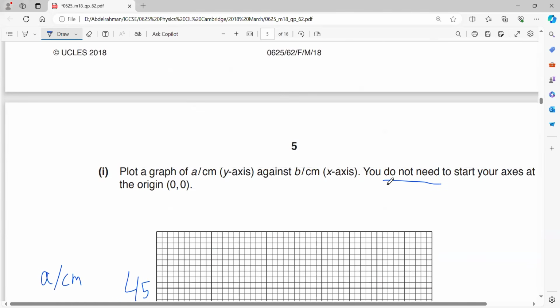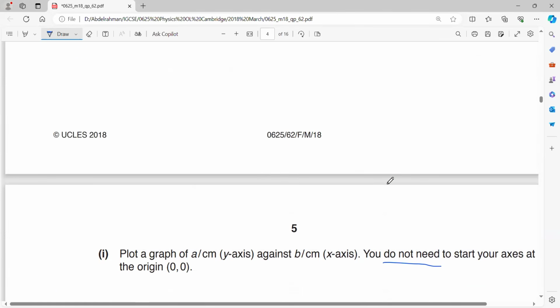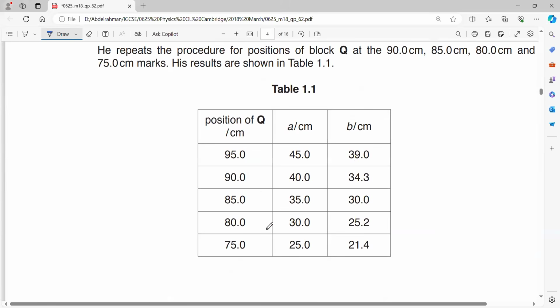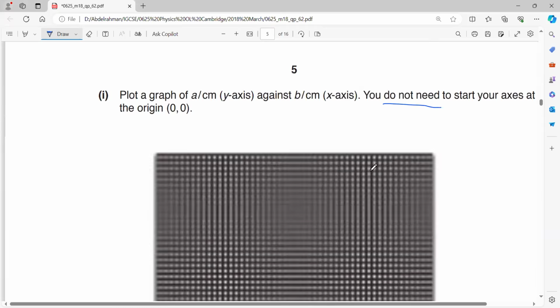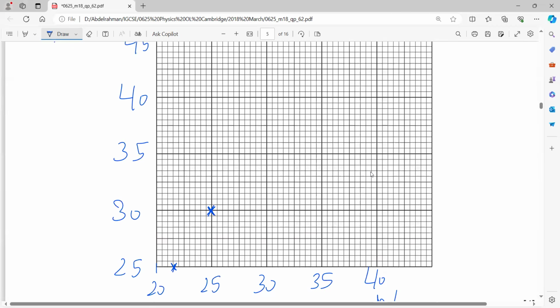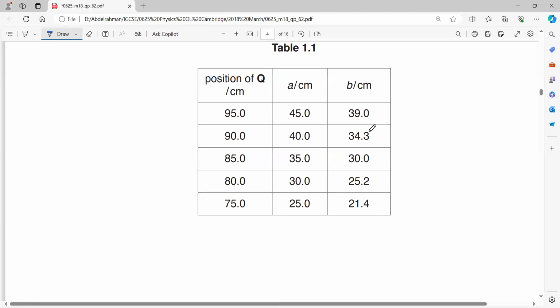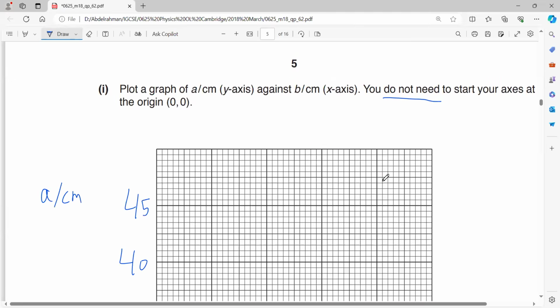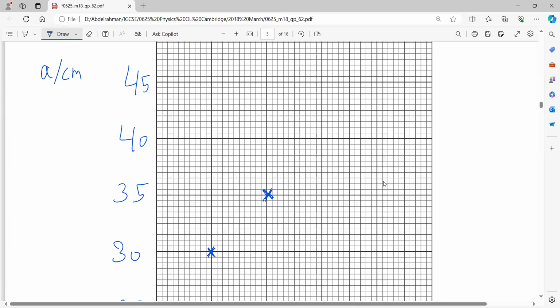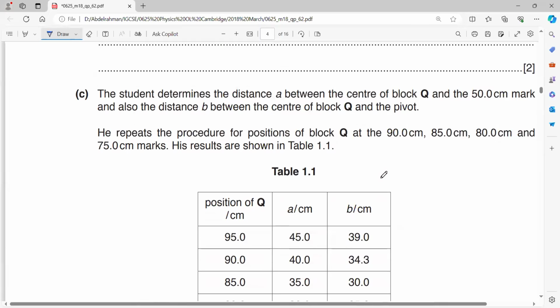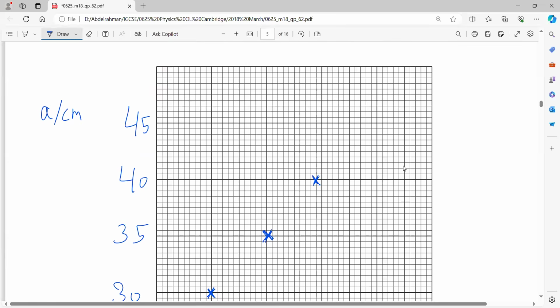Do not plot any. You don't have any extra points. You cannot plot points that are not there. Okay. 30 and 35. The points are quite easy in this question. 34.3, you can consider it to be 34.5, and 40. So 34.5 and 40 should be here. And last, 39 and 45.